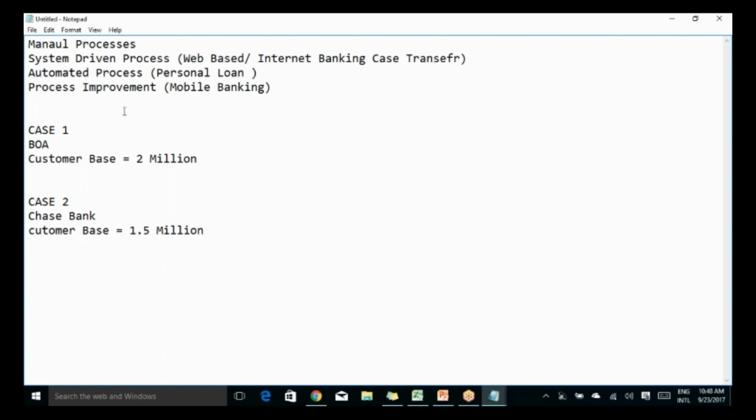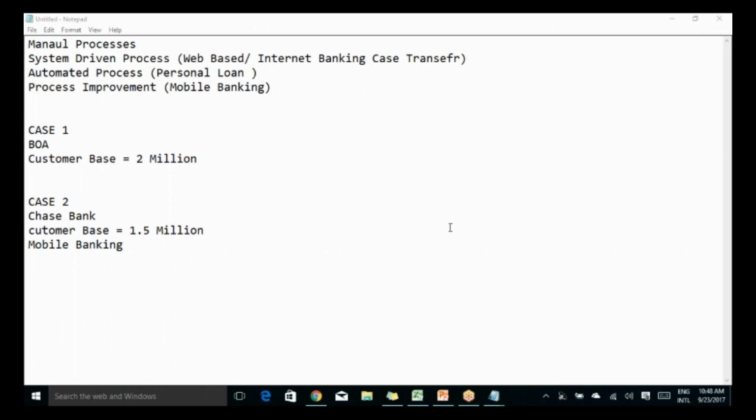Now assume that this particular process, mobile banking, is available only to Chase Bank. Do you think there would be any impact on the Bank of America customer? This application is only available with Chase Bank. Do you think there would be any impact on this customer? Yes. So what could those impacts be?